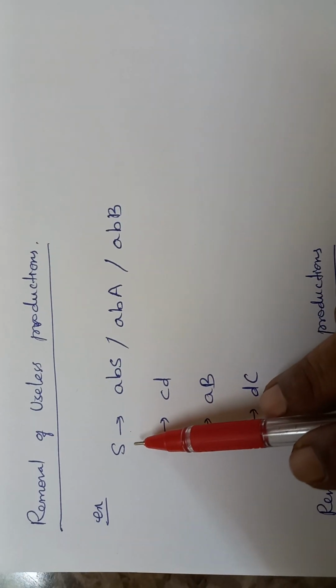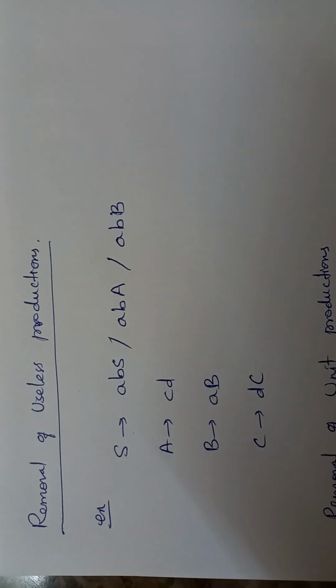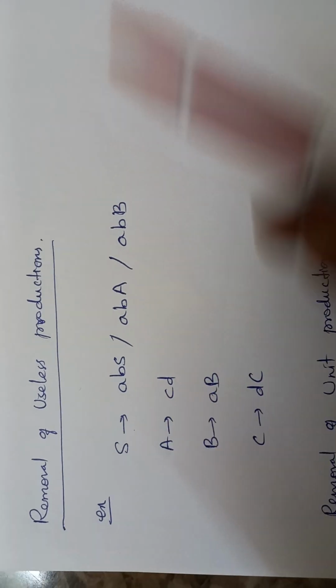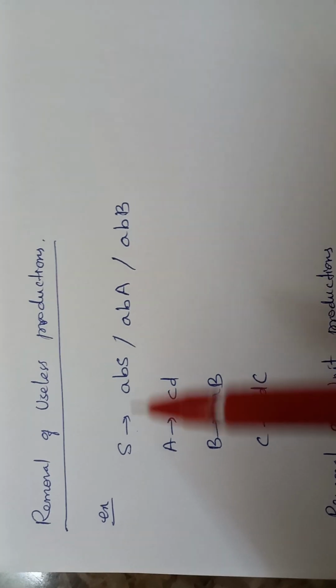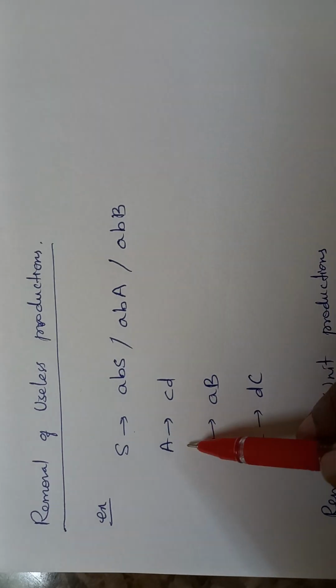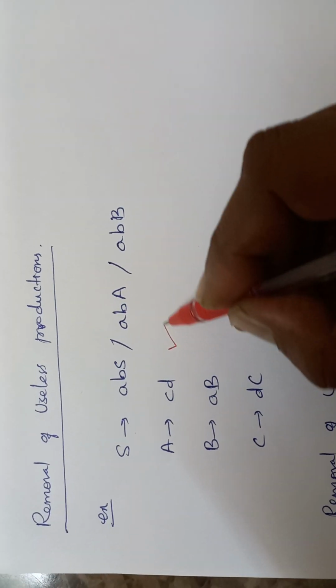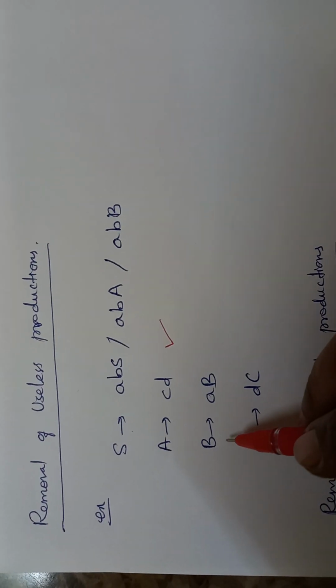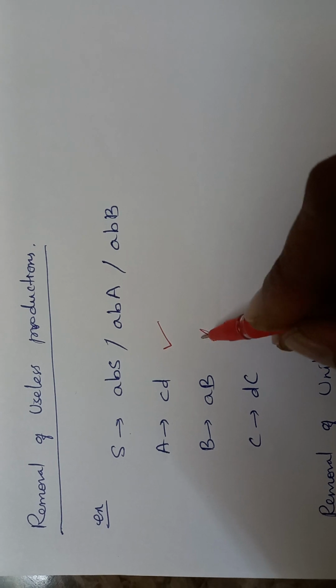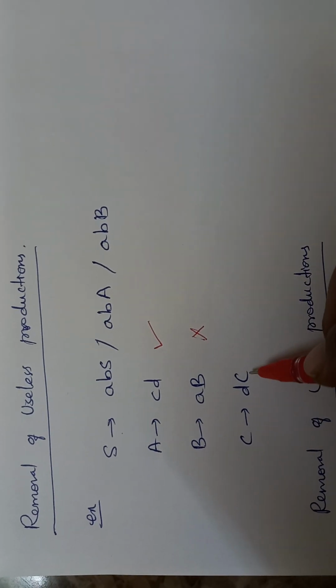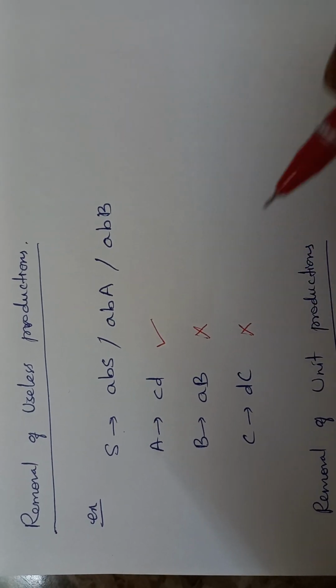Since S is the start symbol, this rule is not applicable to the start symbol alone. So though it is not producing a terminal, still it exists. Whereas A is producing a terminal, so it is derivable. Then B is not producing any terminal, so it is non-derivable. Then again C is also not producing any terminal, so it is also non-derivable.